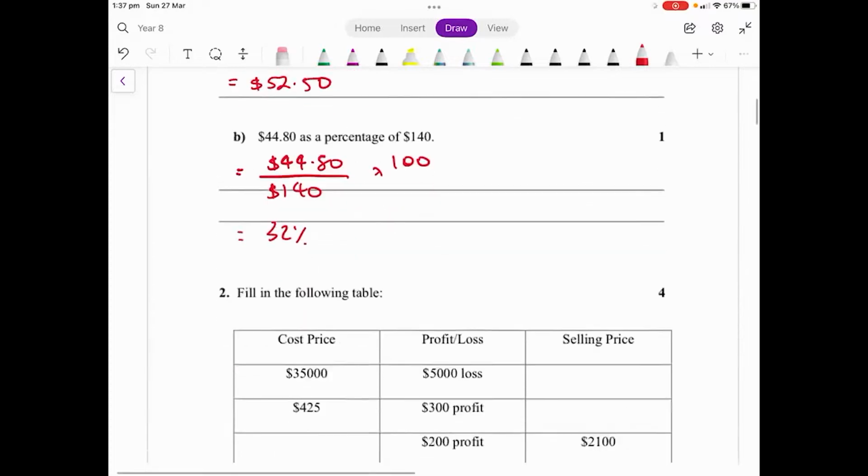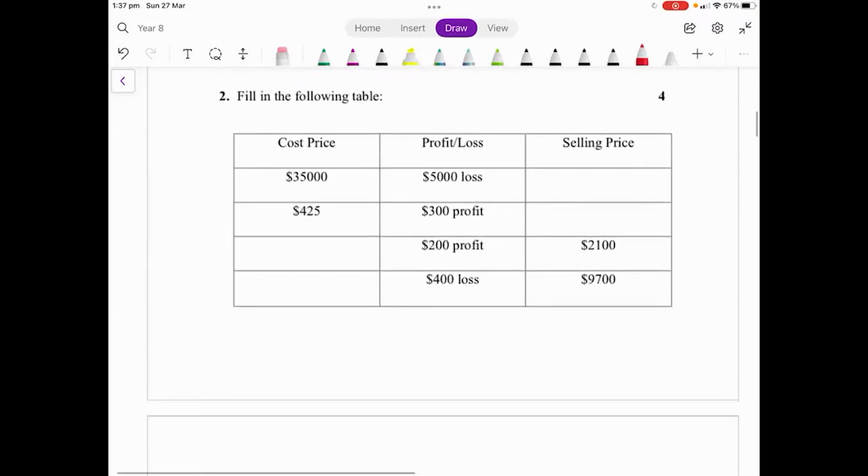Question 2, we need to complete this profit and loss table. So firstly, every time there's a loss, it's a takeaway. So whatever you started with, you're going to sell it for less because you've lost money. Whenever there's a profit, it's a plus because you're going to sell it for more because you've made money. So I'm going to go ahead and put minuses and pluses between the cost price and the profit and loss column. Once I do that, this question becomes very, very easy.